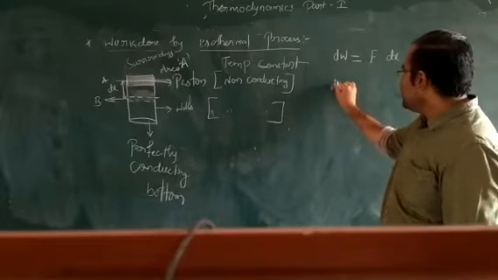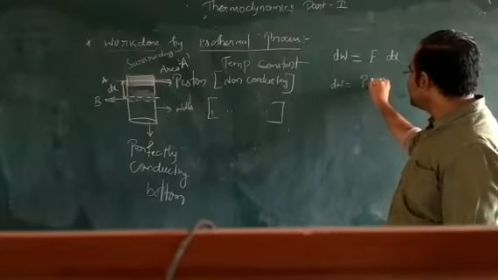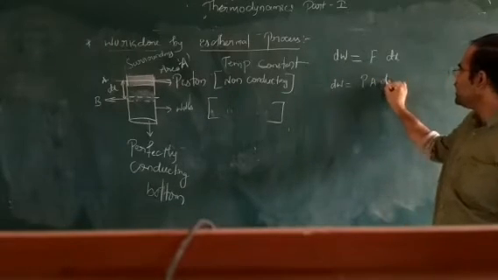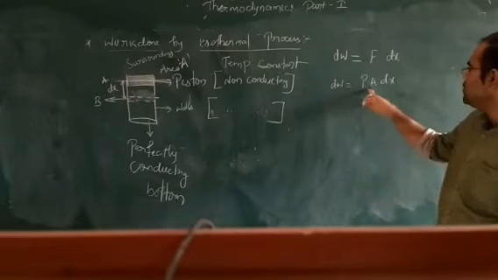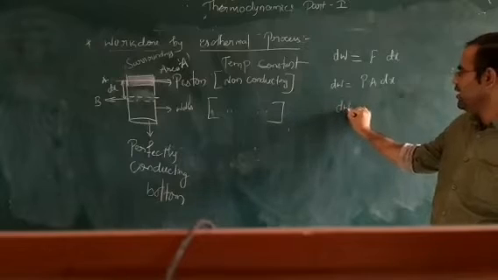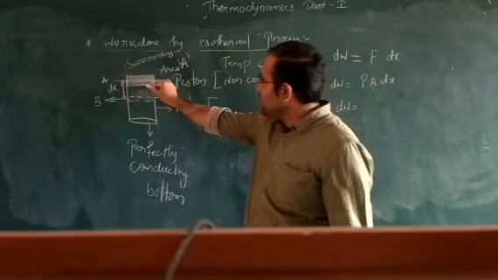Next, again dw will be equal to force. How do you write force? Pressure multiplied by area, and again multiplied by displacement. So pressure multiplied by area into displacement. So totally dw is equal to, observe initially.